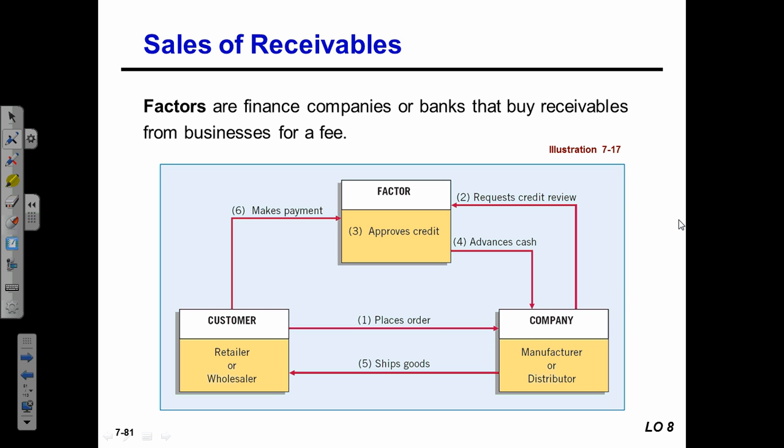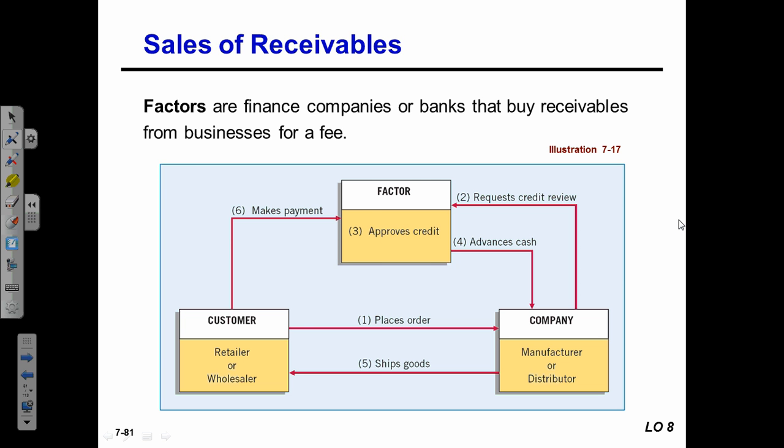They're advancing us cash to actually produce it. We ship the goods, the customer's happy, and we still have a profit left, we hope. We still make some money. Our sales price is still high enough that we make some money, even though we give a big chunk of the profit to the factor. That's basically what happens.